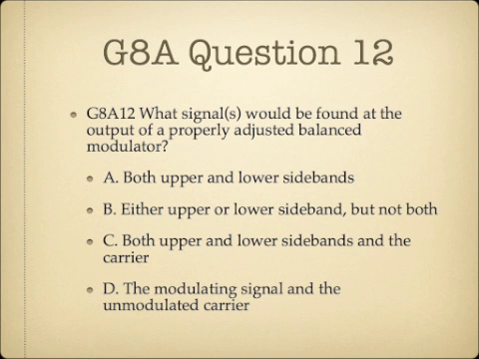And question 12. What signals would be found at the output of a properly adjusted balanced modulator? A, both upper and lower sidebands. B, either upper or lower sideband, but not both. C, both upper and lower sidebands and the carrier. Or D, the modulating signal and the unmodulated carrier.